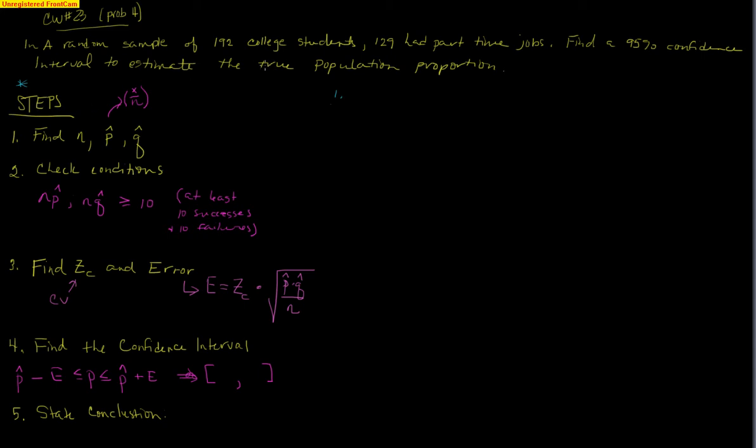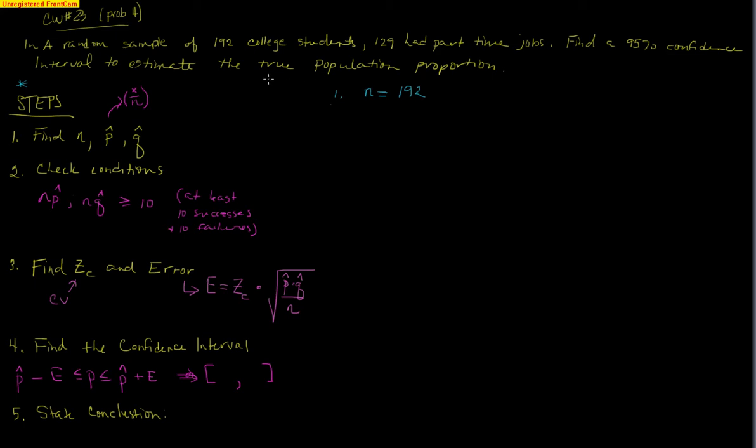I think you have a pretty good idea of what our n is at this point. It is the sample size, the size of the sample that we asked. It was 129 students. I apologize, 192 students. So n equals 192 students.